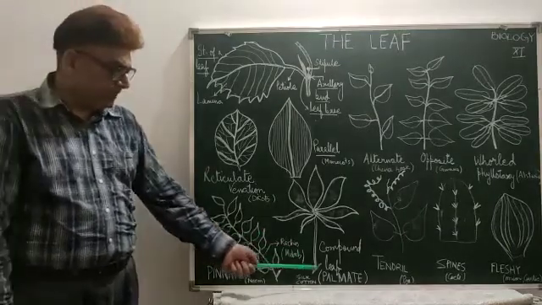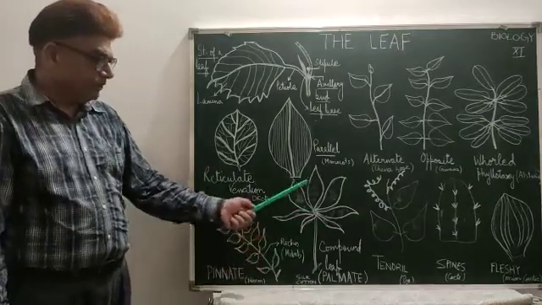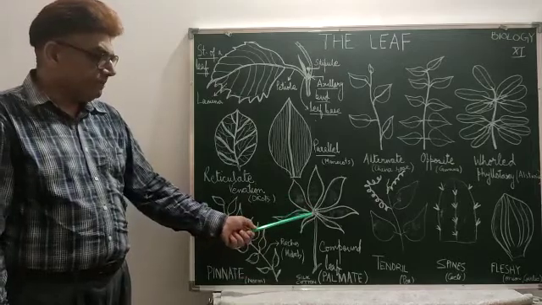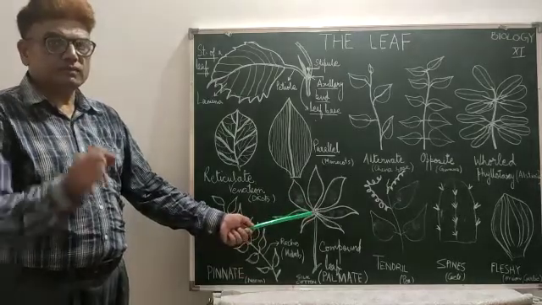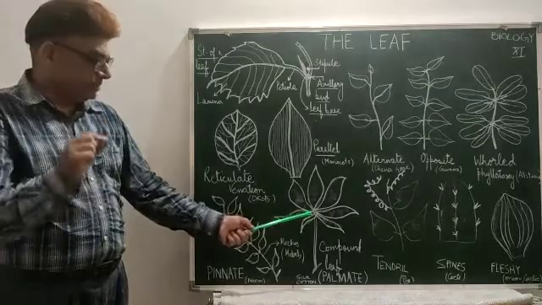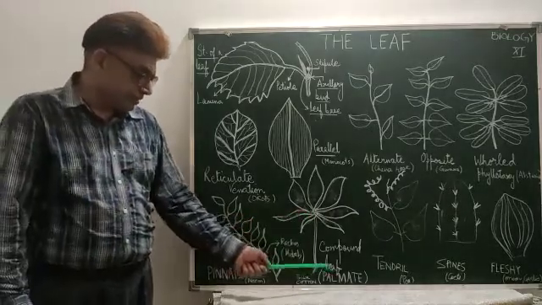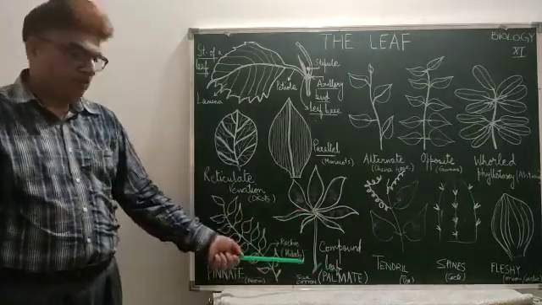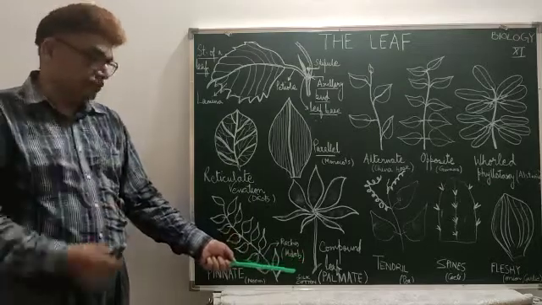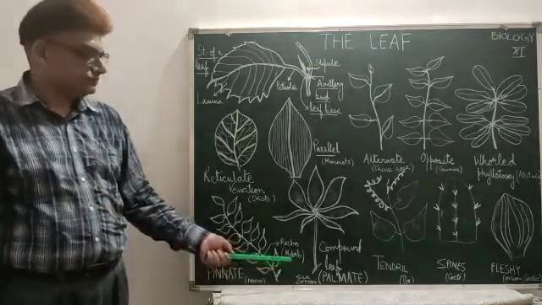In case of palmate compound leaves, all the leaflets are present at the tip of the petiole at one point. So that type of leaf is observed. We find this type of example of palmate compound leaves in case of silk cotton plant.